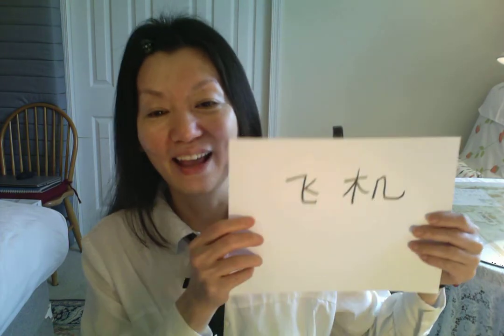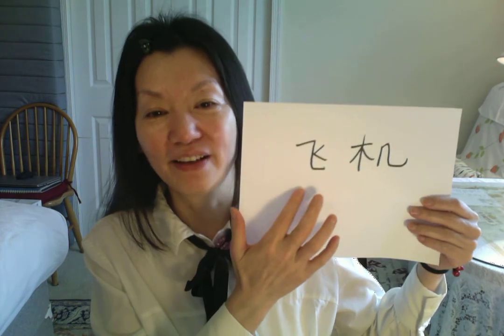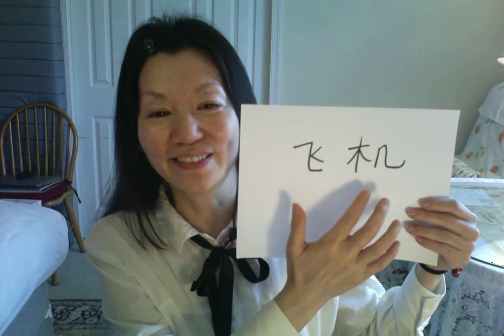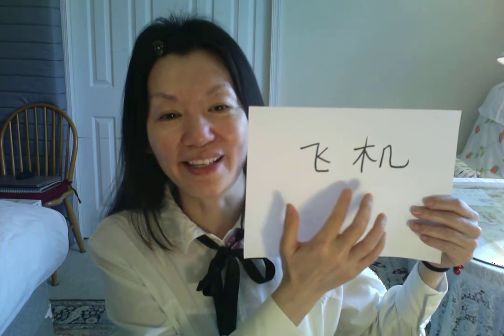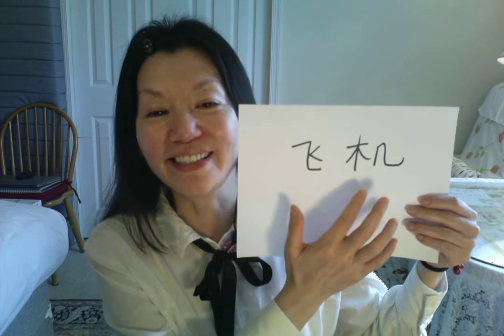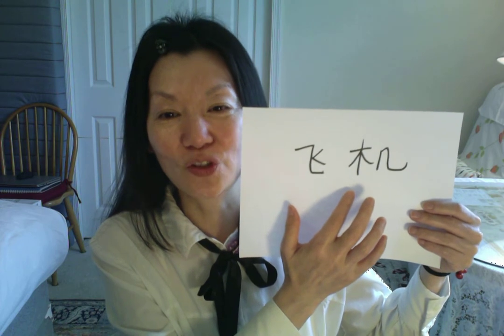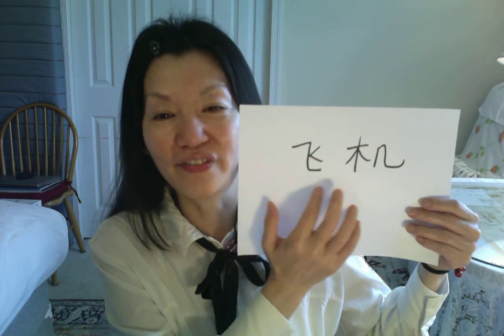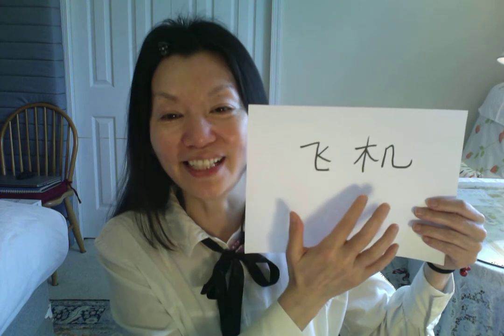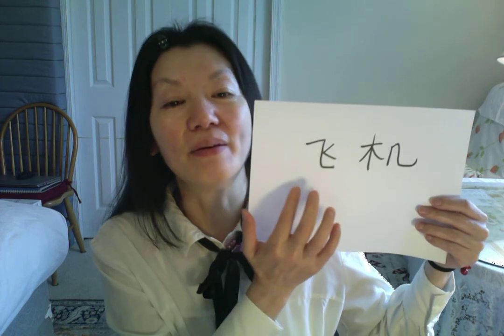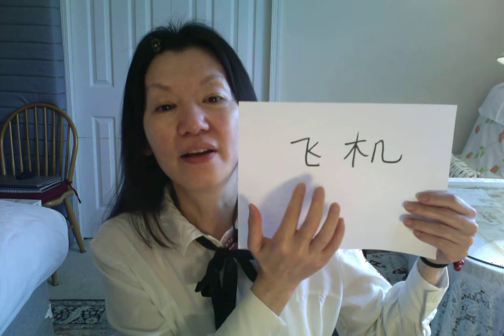Airplane. Airplane in Chinese, we say what? You tell me. This one, fei. You know this one? Ji. Fēijī. Airplane. This character is pronounced fei, by itself it is to fly. Ji by itself is machine. You can follow me, 飞机, one more time, 飞机.